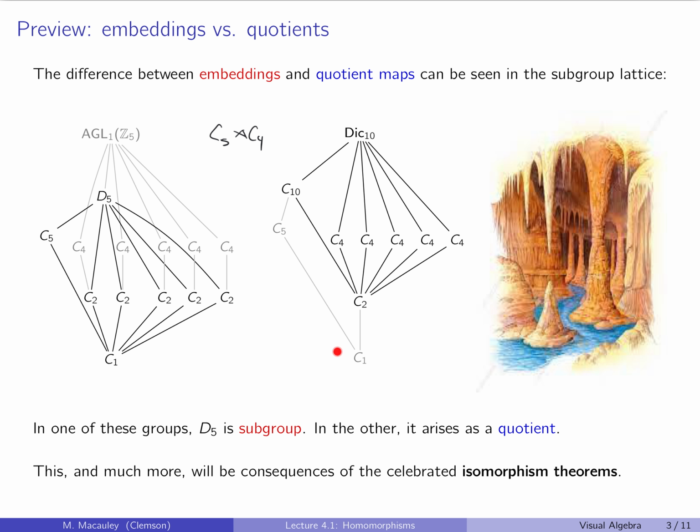Now the dark versus light gray is just only meant to highlight these substructures. And you should see why D5 is a subgroup over here, because it's in the subgroup lattice, but it should not be obvious at all why the fact that it's sitting at the top of the lattice means it is a quotient. That's going to be a consequence of the celebrated isomorphism theorems that we'll learn later in this chapter. I like to think of this as the difference between stalagmites and stalactites in a cave. Subgroups are like stalagmites that stick up from the ground, and quotients are stalactites. They hang from the top.